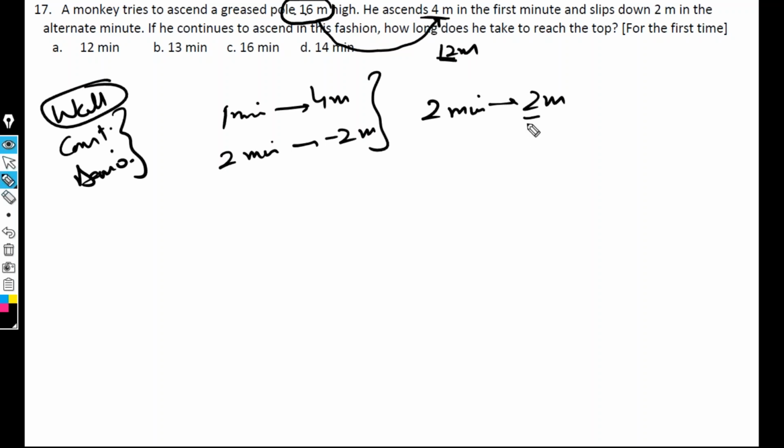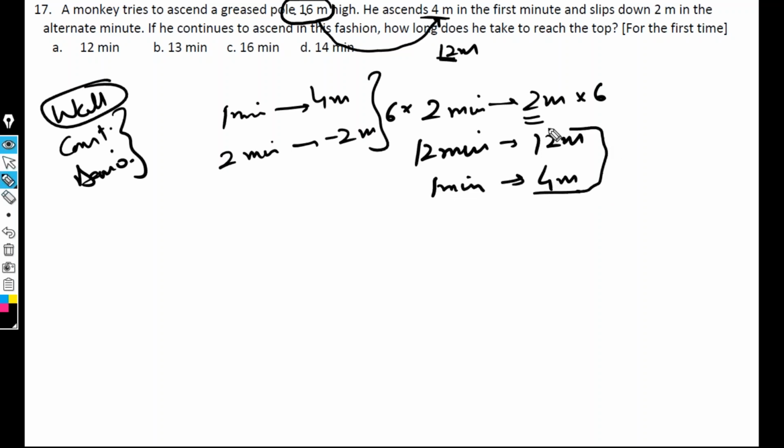Now 12 divided by 2, quotient is 6, so multiply both sides by 6. In 12 minutes, 12 meter of the journey is completed. Leftover is another 4 meter, and in the next 1 minute it will ascend 4 meter and reach the top of the pole. And this is the only question: in how many minutes will it reach the top of the pole? So the answer is 30 minutes.